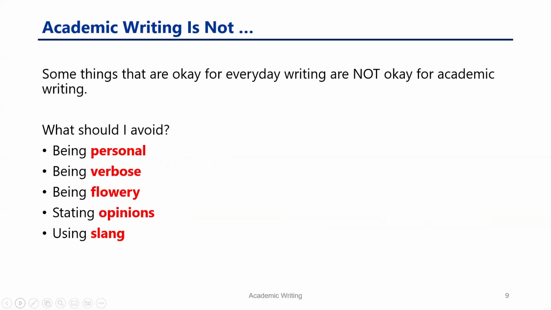Now let's look at some things that academic writing is not. These things may be okay for everyday writing, like writing a note to your friend, but they are not okay for academic writing. What should I avoid? Being personal, being verbose, being flowery, stating opinions, and using slang. Let's look at some more examples.